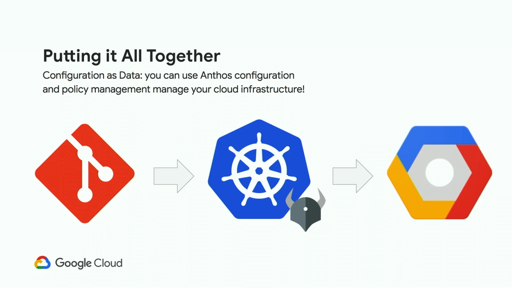So putting it all together, you can use your Anthos configuration and policy management to manage your GCP infrastructure as well. So you can bring all those techniques to GCP. In addition, you can standardize your tool chain on Kubernetes tools, which will simplify your environment for your developers and make them more productive. So that'll give you back more of your most limited resource, which is developer time, and they'll have more time to work on your applications and things that matter to your business.